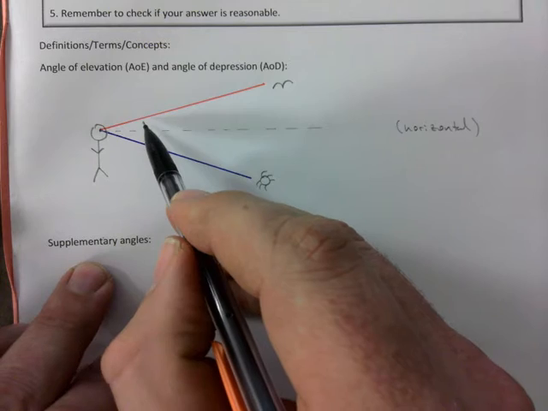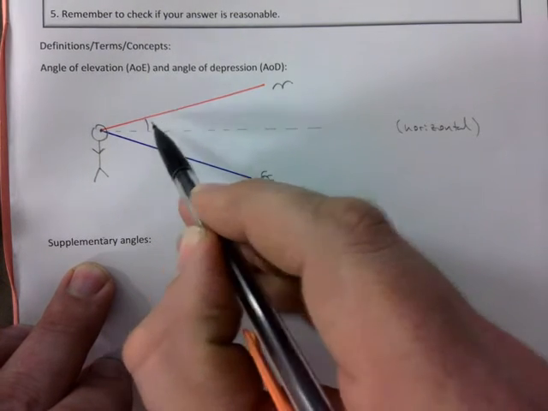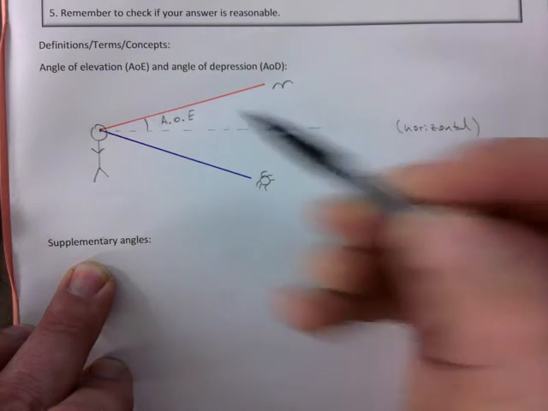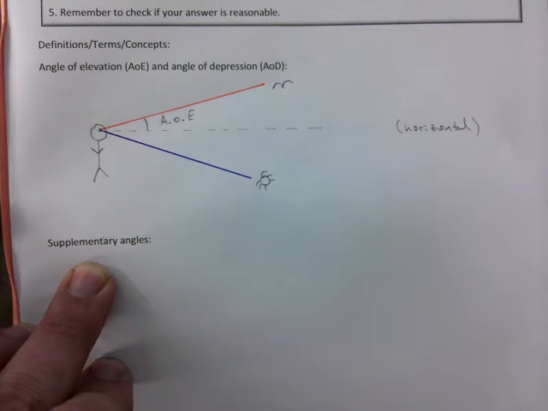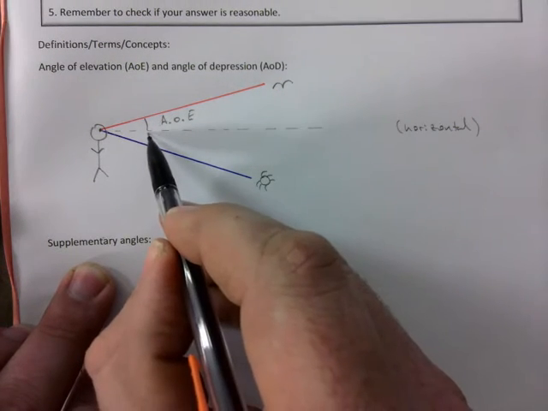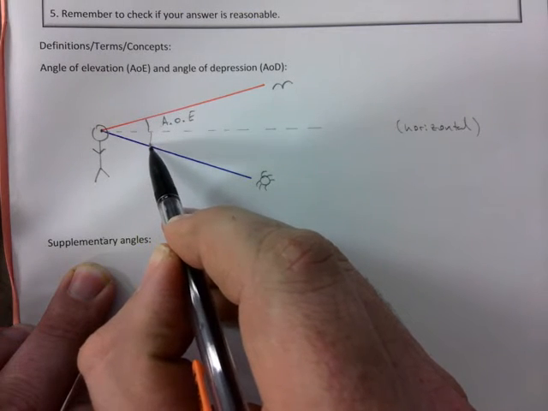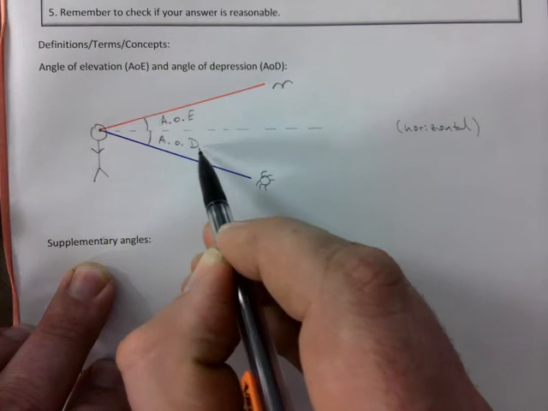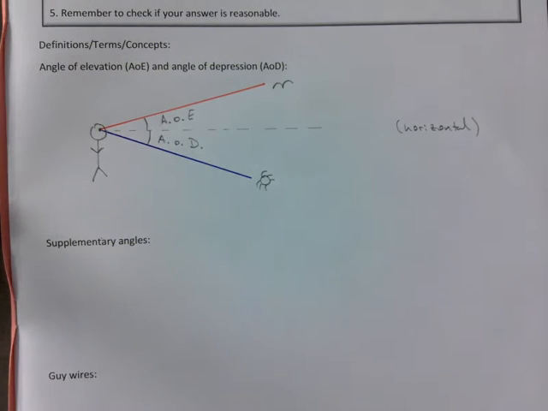So the angle that results here is the angle of elevation, okay? And the angle that results between the horizontal and the line looking down is the angle of depression. Very important concepts. I would be very surprised if you've never heard or seen this concept. Right, so angle of elevation, angle of depression. Okay.